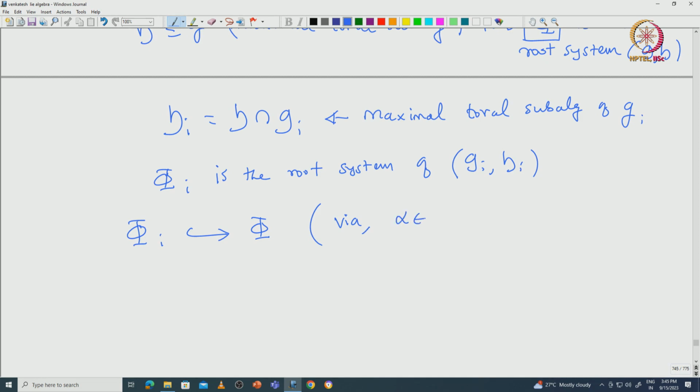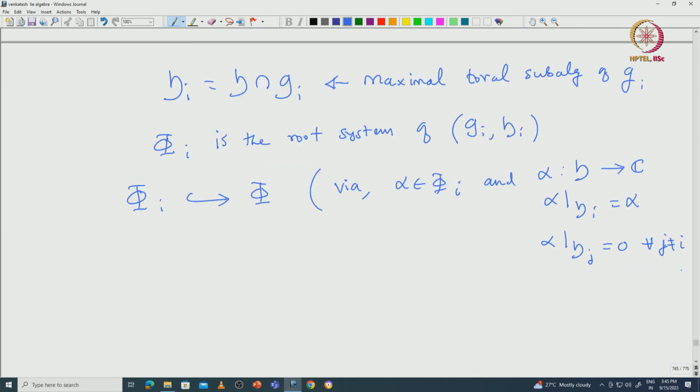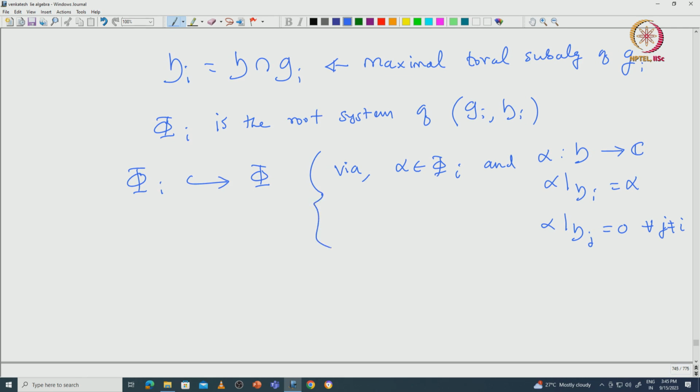This is done as follows: you take alpha in phi i, and define alpha, again called alpha, from H to C in such a way that alpha restricted to Hi is just alpha, and alpha restricted to Hj is 0 for all j not equal to i. So basically you trivially extend alpha to H, so that you get an element alpha in H star. But what one can prove is that this alpha must be inside phi. This is part of the proof.